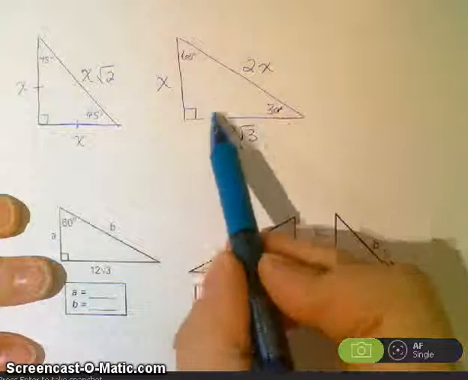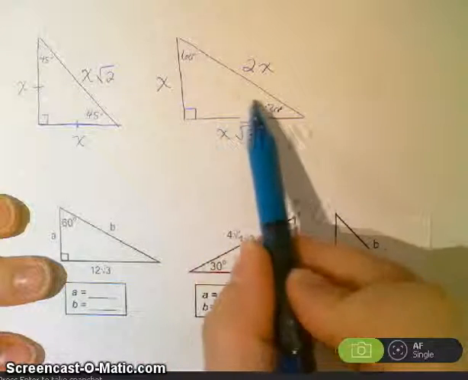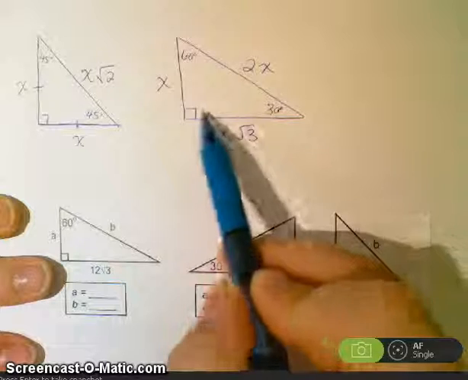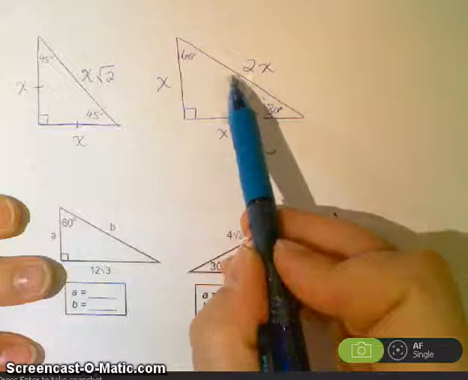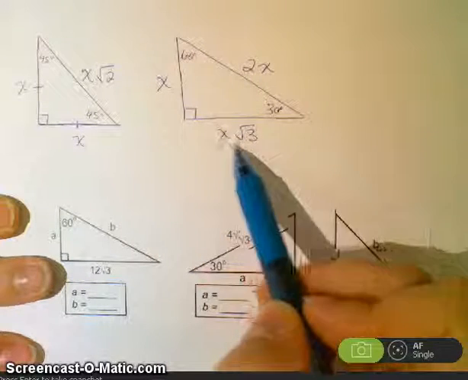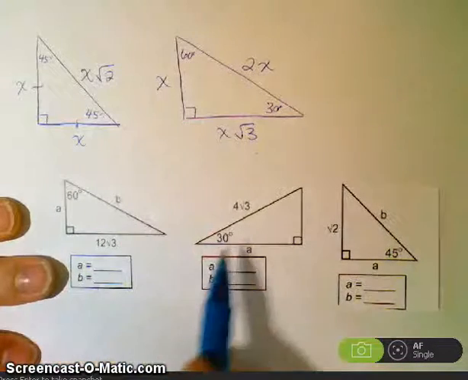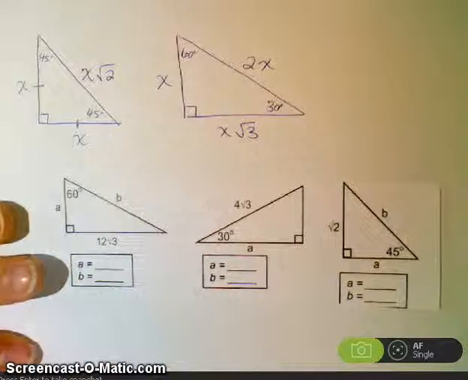In your 30, 60, 90 triangle, the side across from the 30-degree angle is your x. Across from the 90, the hypotenuse is 2x, and across from the 60 is x root 3. So what I did is I grabbed a couple simple problems and then a couple more complicated problems to take you through here.